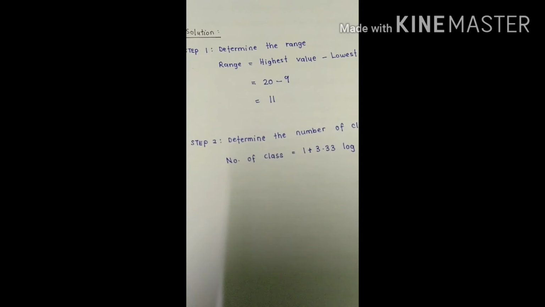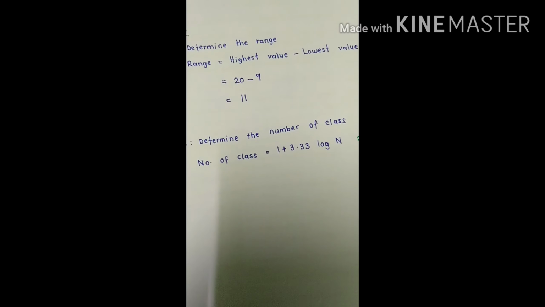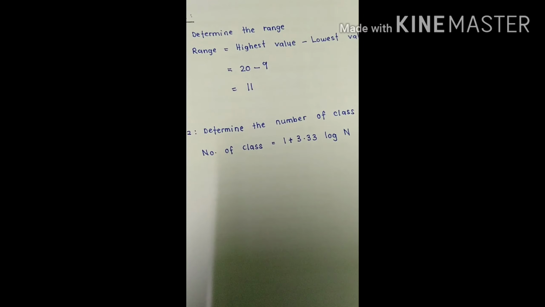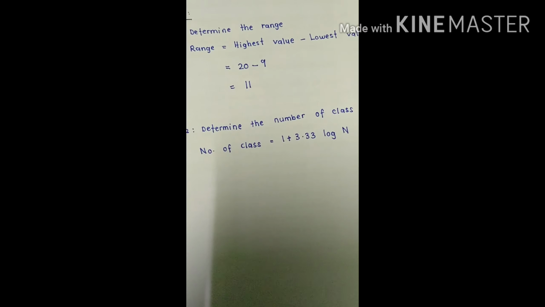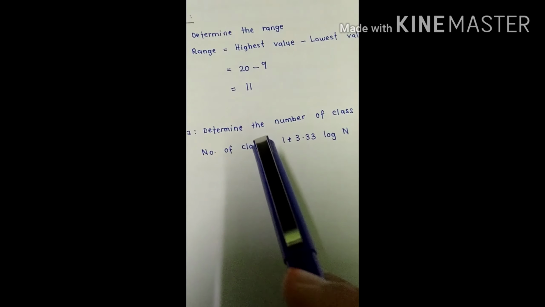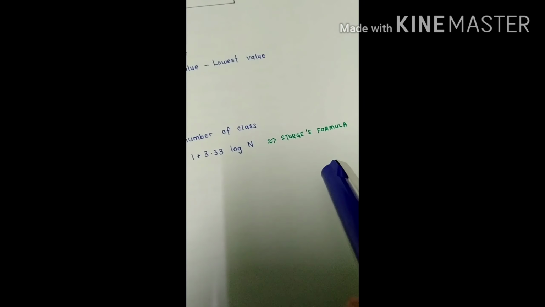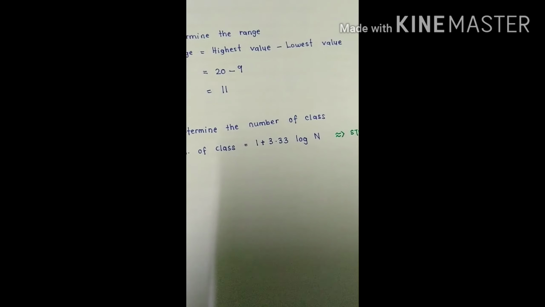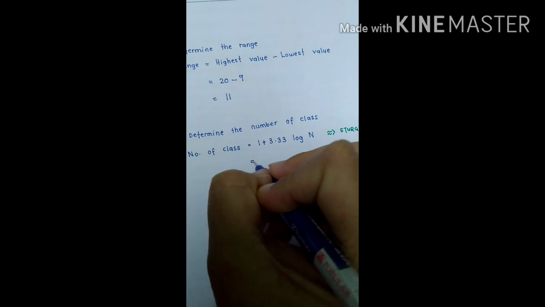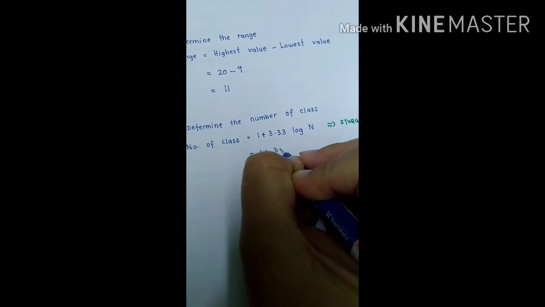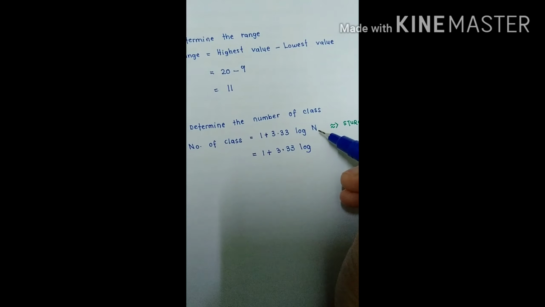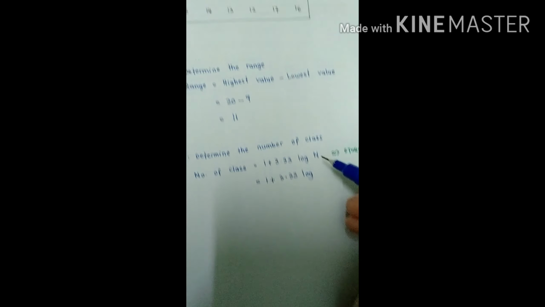For the next step, step 2, we must determine the number of classes. This is the formula to find the number of classes, which is equal to 1 plus 3.33 log n, where n is the total number of our data. This formula, we call it Sturges' formula, to determine the number of classes. So we have 1 plus 3.33 log n.